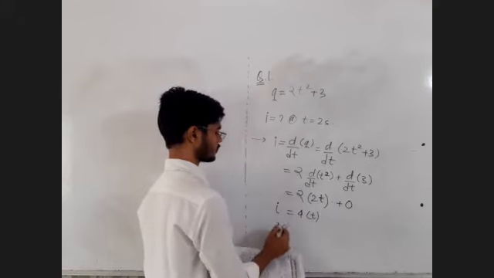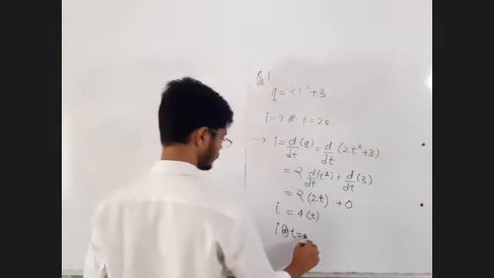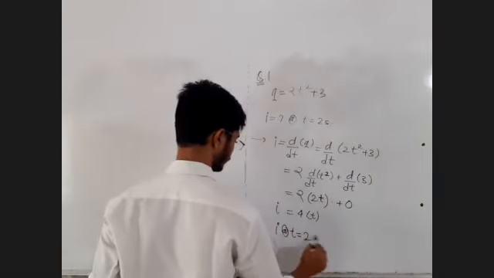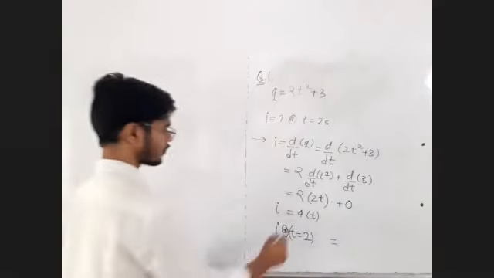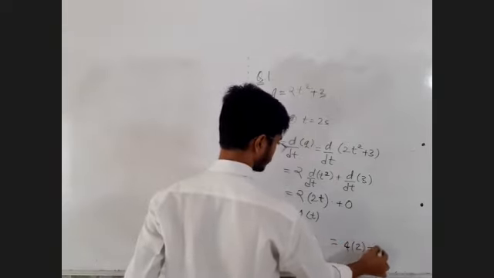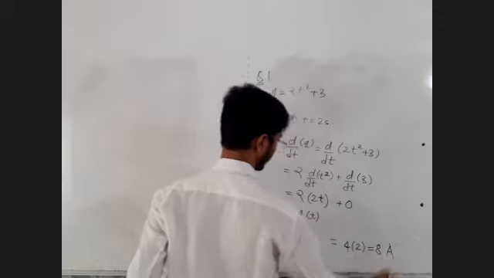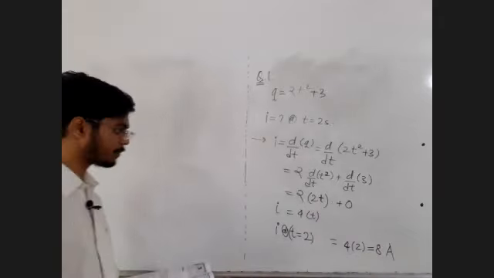So current at t equal to 2 seconds is equal to 4 into 2, that will be equal to 8. Unit of current is ampere, capital A, 8 ampere.